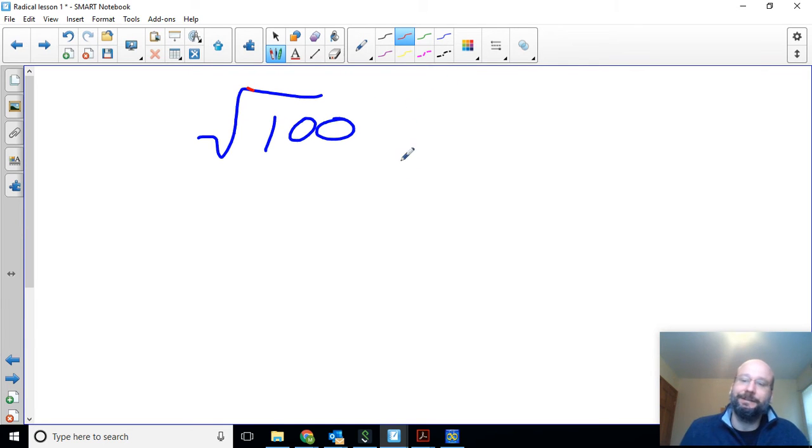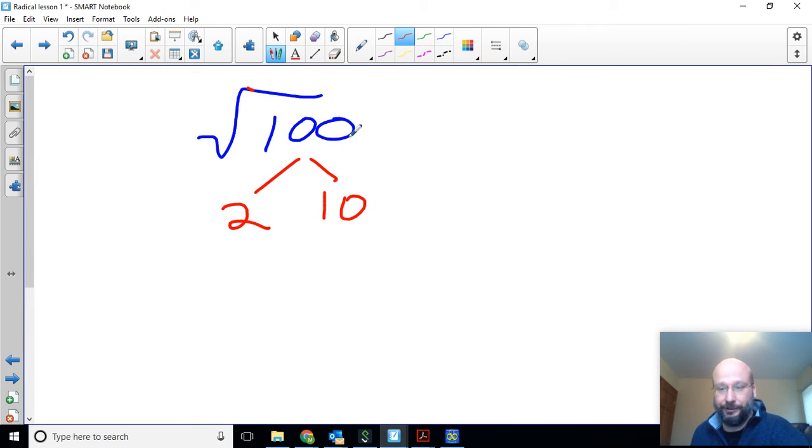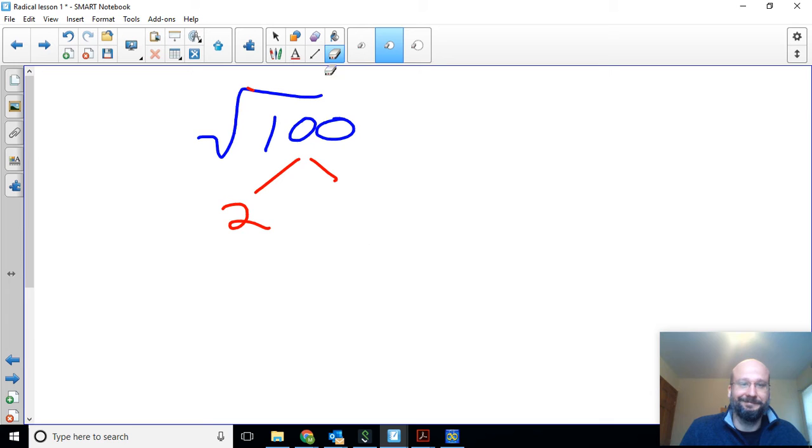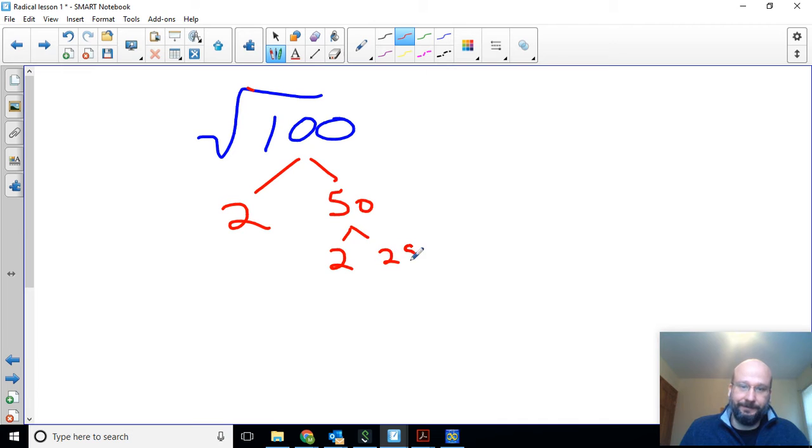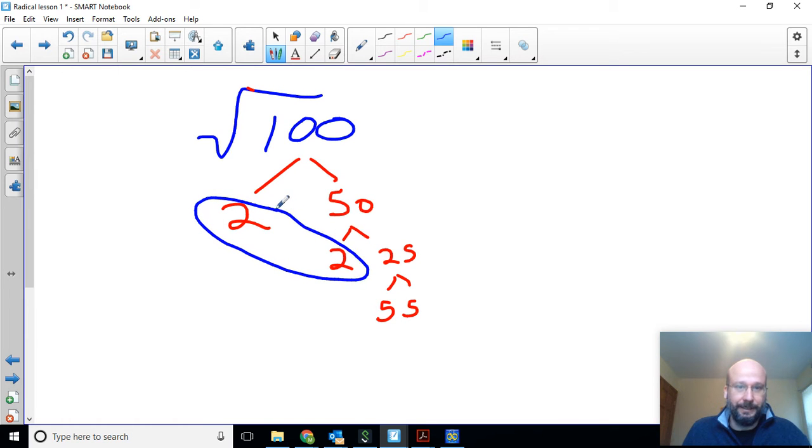We know that this is 10, but let's say you forgot that 100 is a perfect square, so we'll factor it. 2 times 10. 2 times 10 is not right. 2 times 50. We can do 2 times 25, and we can do 5 times 5, right? 5 is prime. We can't factor these numbers anymore. So we're going to circle our groups of 2. So we have a group of 2 2s, and we have a group of 2 5s, and there's nothing left over. Since there's nothing left over, that means it's a perfect square.